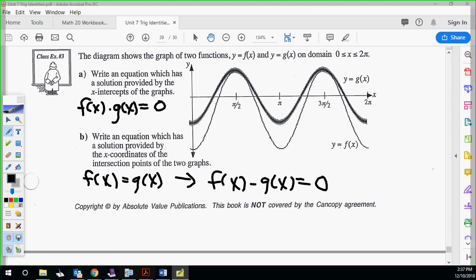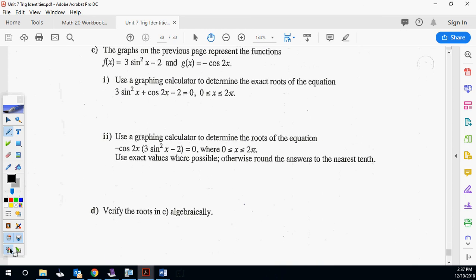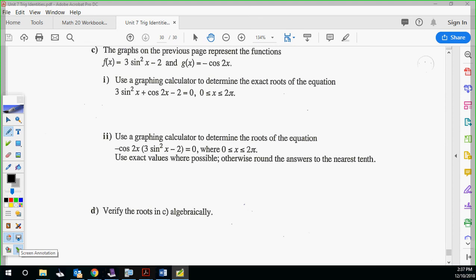Okay, last piece. They're going to tell you what the graphs are now, and we're going to go from there. The graphs in the previous page represent the functions f of x equals 3 sine squared x minus 2, and g of x is negative cosine 2x. Use a graphing calculator to determine the exact roots of the equation. So go ahead and use your calculator to do this part here.